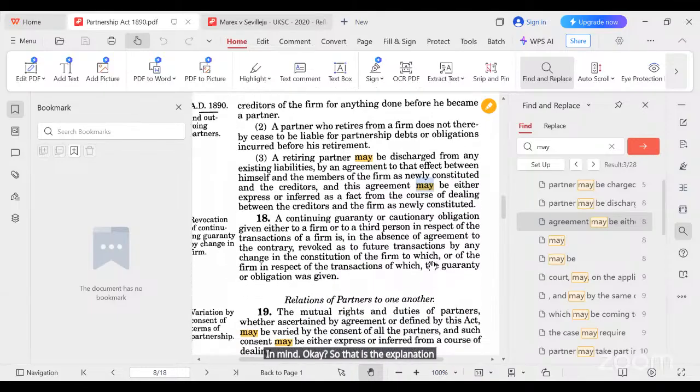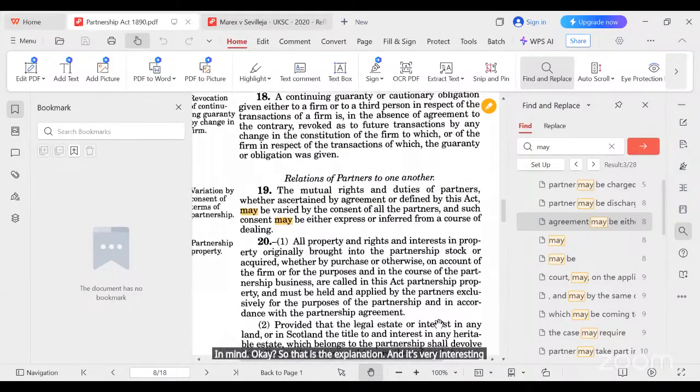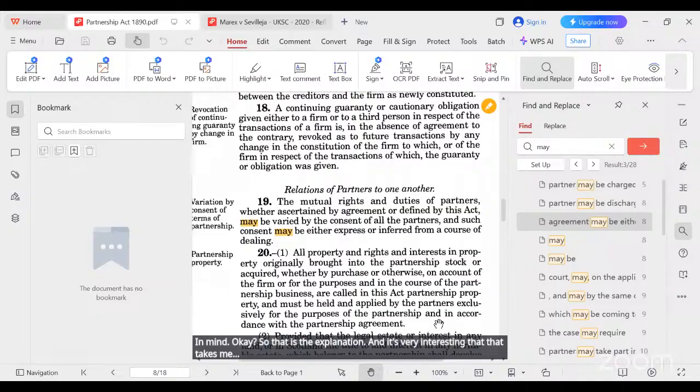And it's very interesting. That takes me to section 19. I want somebody to read section 19 quickly, please, and then tell us what it is.